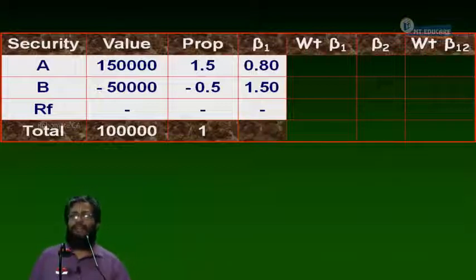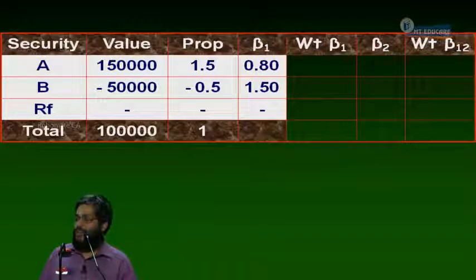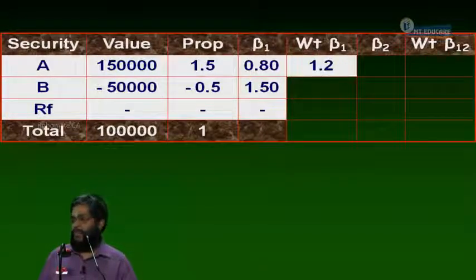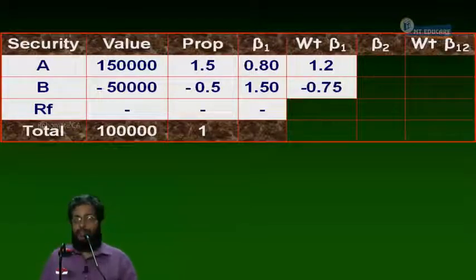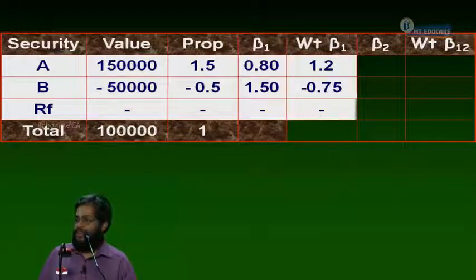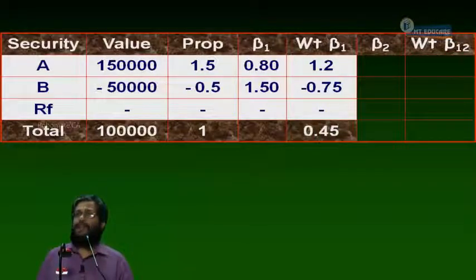Can I proceed? Weighted beta 1. 1.5 into 0.8 is going to give me 1.2. Minus 0.5 into 1.5 gives you minus 0.75. But by taking a short position, I am able to reduce the risk of my portfolio, right or not? The portfolio beta for factor 1 is 0.45. Can I proceed or not?